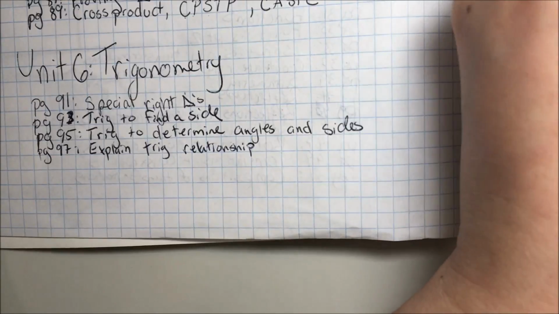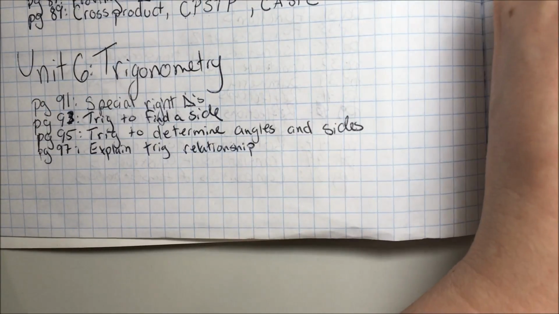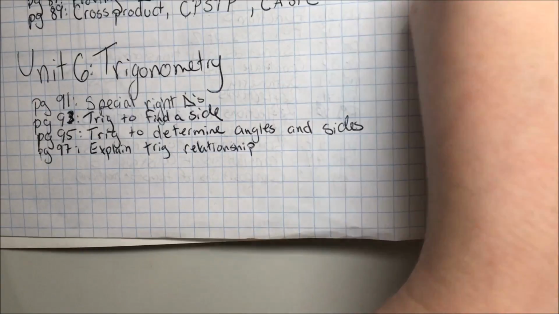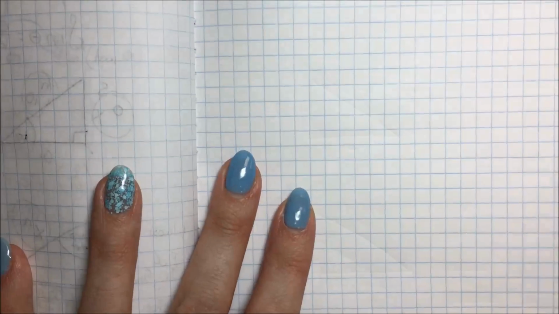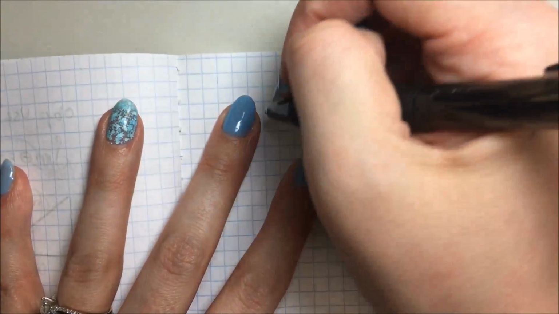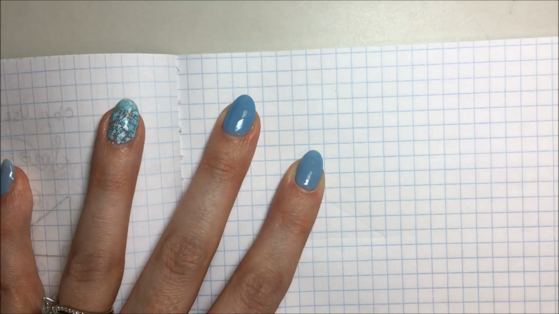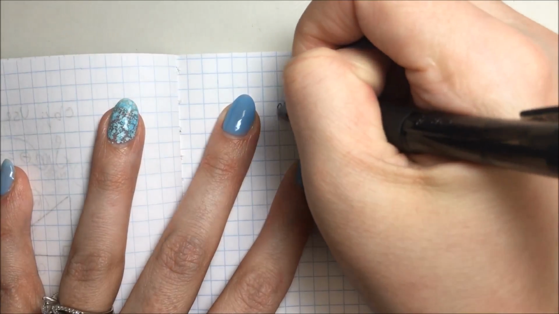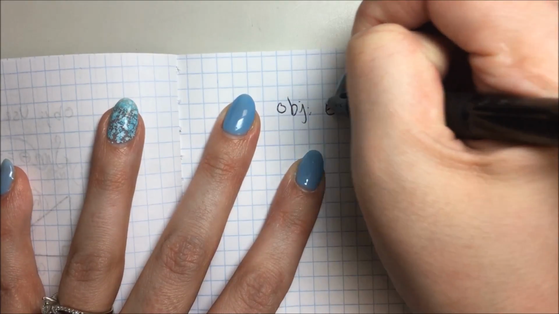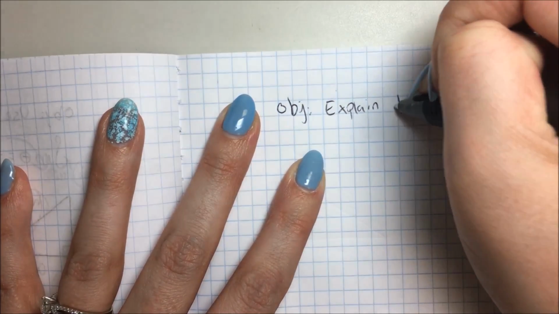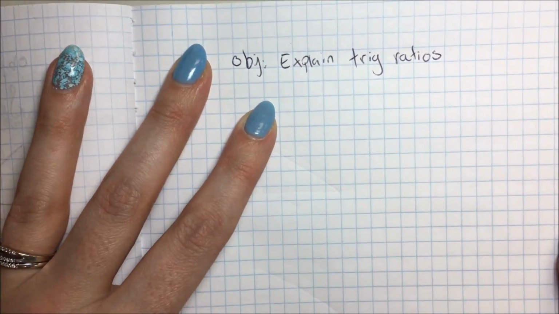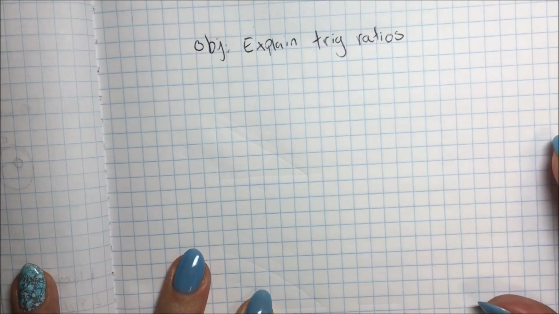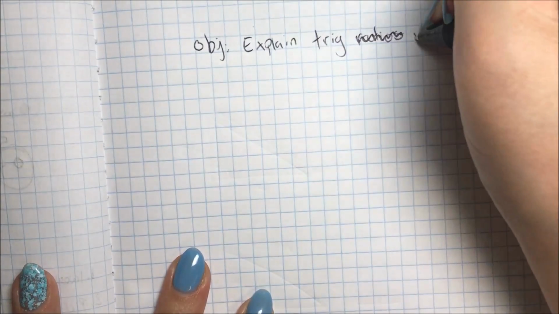And it would be easier for you to see that pattern if you had to go old school like I did, where we had to use the chart to find those trig values. But since you guys use the calculator, you're not seeing them right away. So our objective on page, what did I say, 97? Our objective is to explain trig ratios.